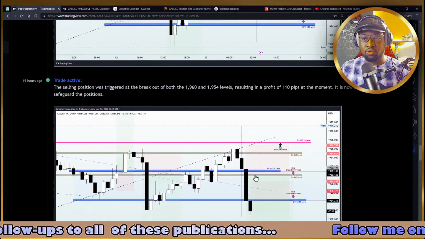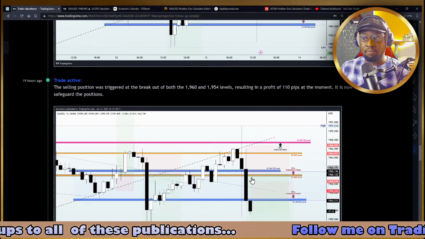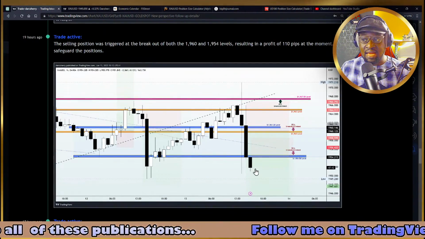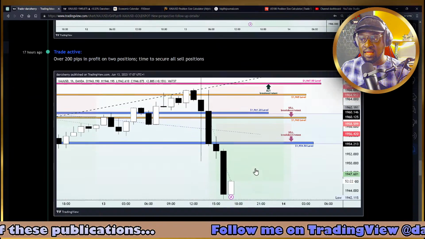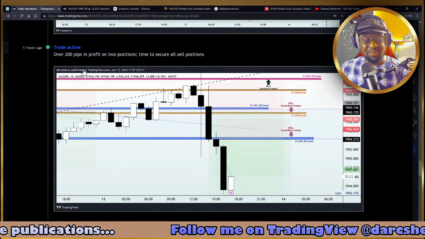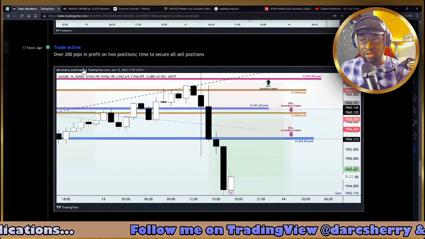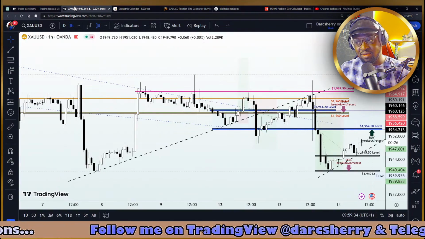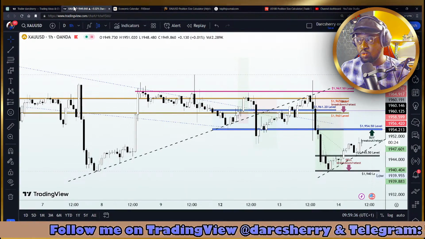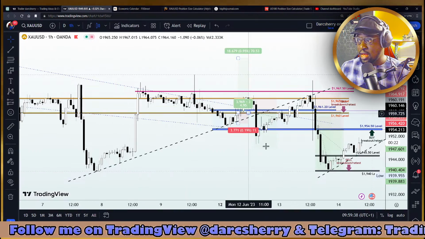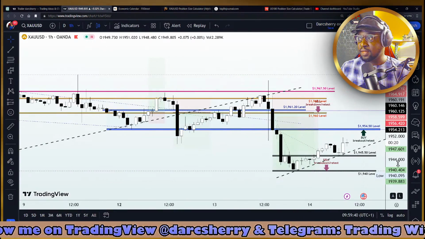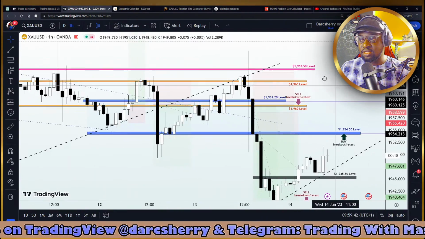And now look at what happened. We had our sell stop triggered, had another sell stop triggered, and price action continued to ride to the downside here, giving us over 200 pips in profit on that one. So congratulations to everyone. Though we had some losses, we were able to recoup whatever we lost, which is a very good scenario for us here in this community.